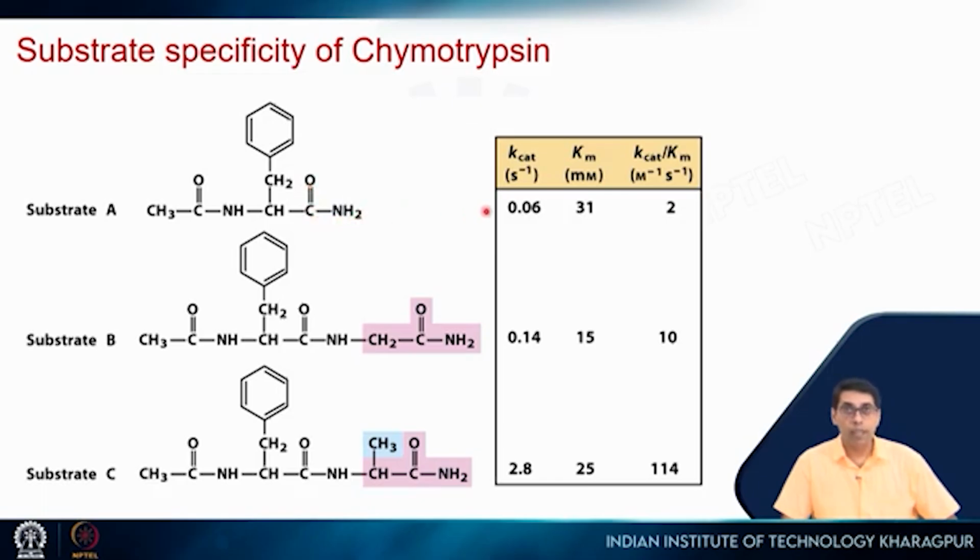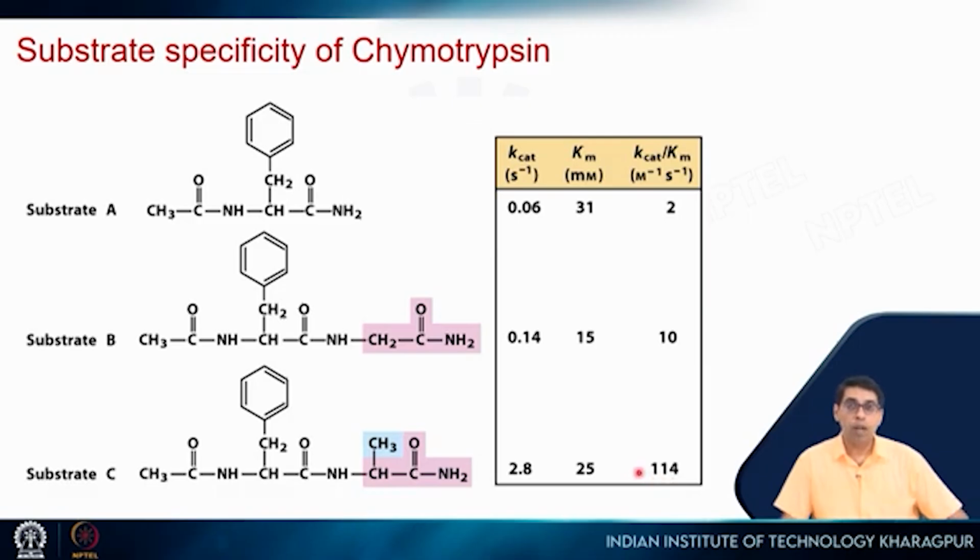And for this one, the kcat and Km values are given. So kcat over Km is 2. Instead of that, if we have this alanine and the carboxyl group is protected by NH2, this is glycine. In this case, kcat is 0.14, Km is 15, and the specificity, the kcat over Km value, has increased from 2 to 10. If we put alanine, which has a somewhat more bulky group, which means that it binds even better, now you see that kcat over Km has increased to 114.